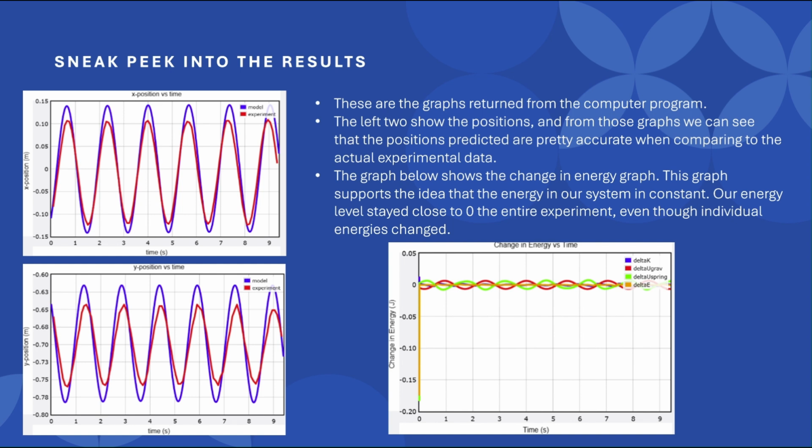These are the graphs returned from the computer program. The left two show the positions, and from those graphs we can see that the positions predicted are pretty accurate when comparing to the actual experimental data. The graph below shows the change in energy graph. This graph supports the idea that the energy in our system is constant. Our energy level stayed close to zero the entire experiment, even though individual energies changed.